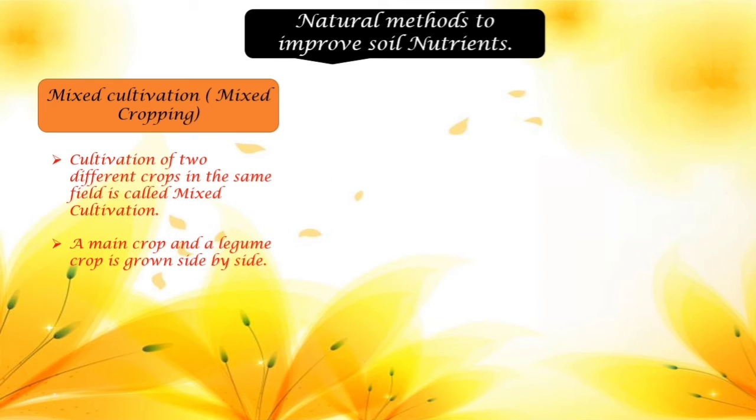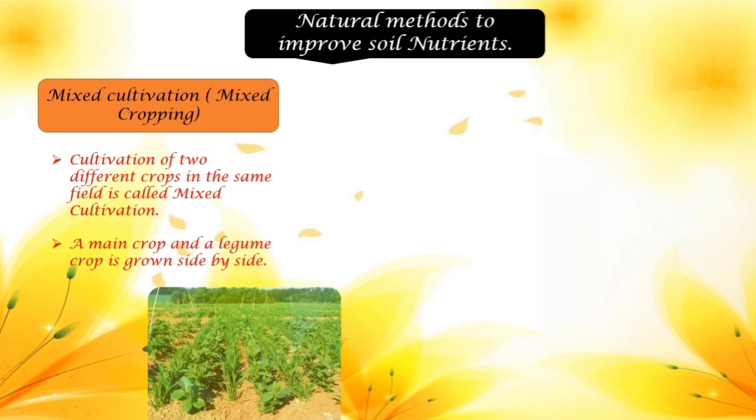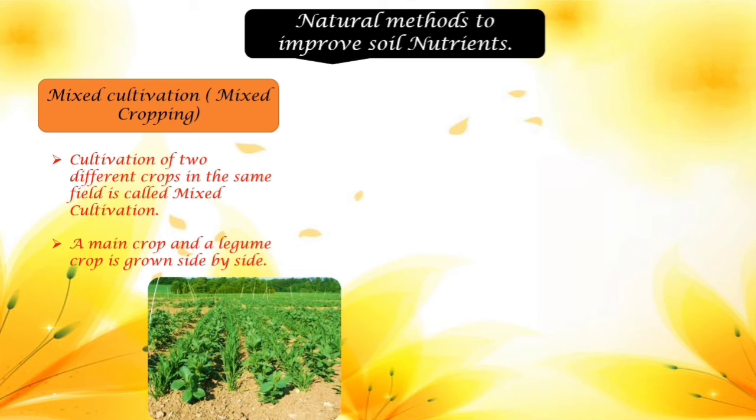Cultivation of two different crops in the same field is called mixed cultivation. So two crops will be grown in the particular field in order to balance the minerals produced in the soil. A main crop will be grown, and along with that a legume crop is also grown. Look at this picture, you will get an idea about it. Can you see here?